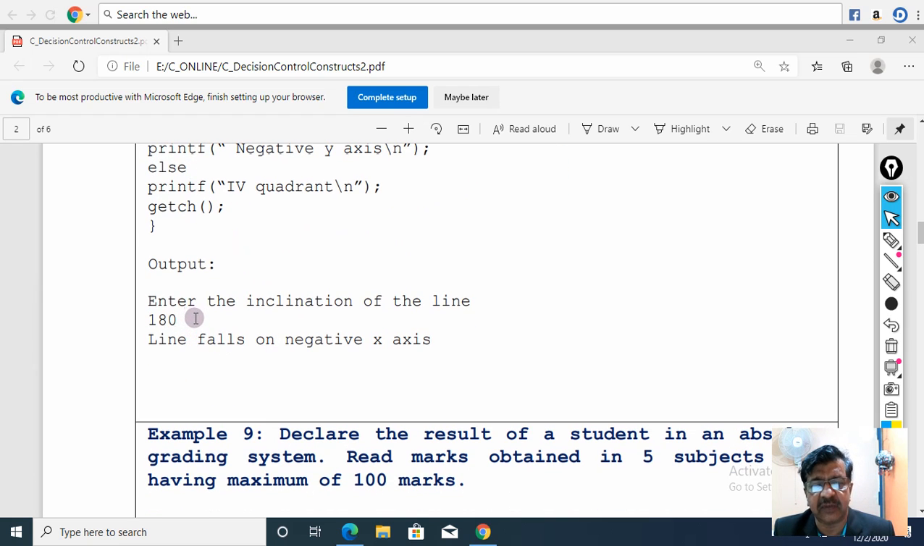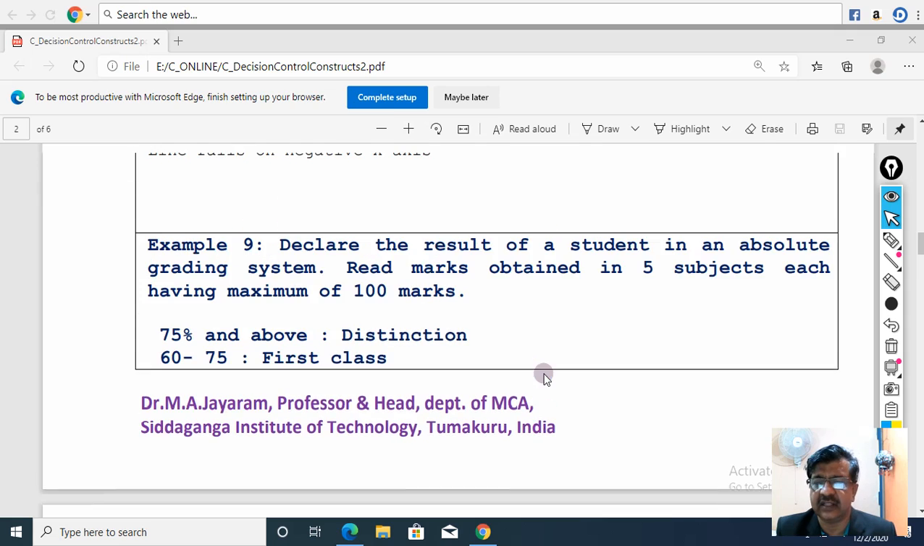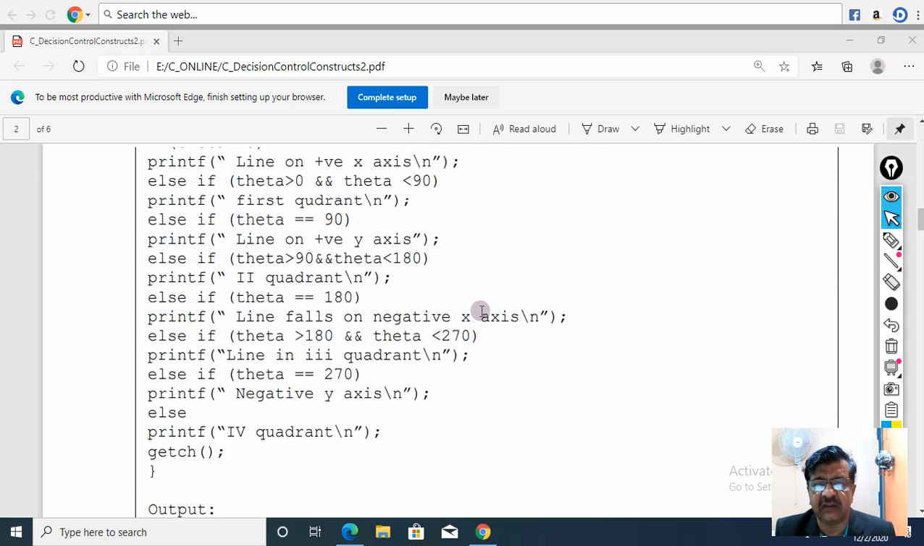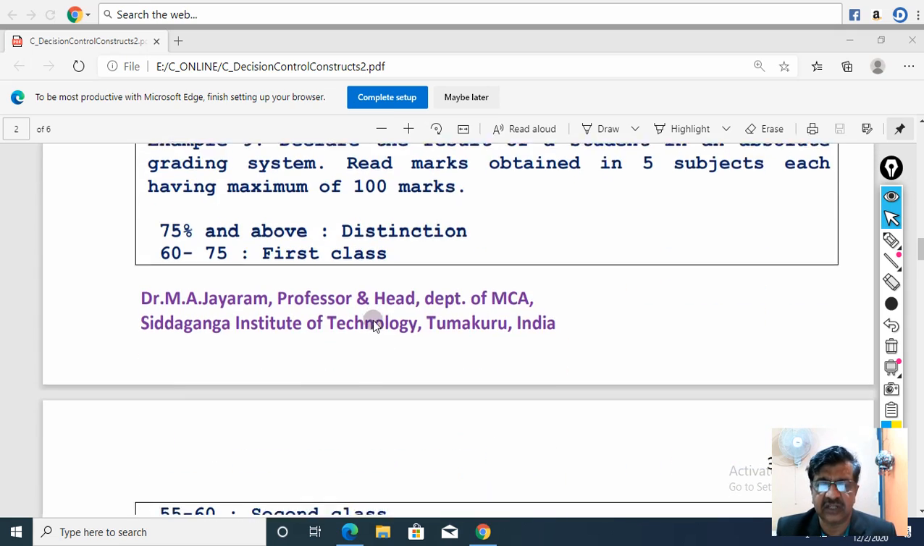So here an example is tried out. Enter the inclination of the line. It is 180 degrees. Line falls on negative x-axis. Okay, this is the first example wherein we are involved with several conditions.